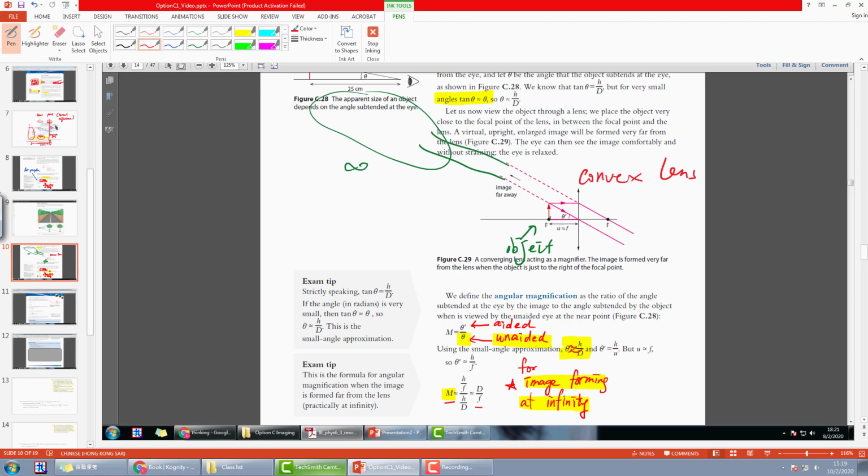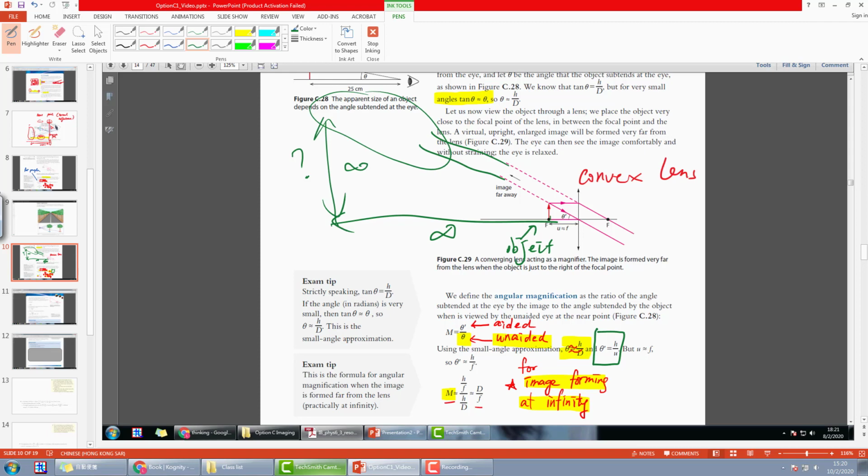For the theta prime, you'll find out, strangely, it is h over u instead. Normally, theta for the aided one should be referring to the image, right? But the thing is, the image actually forms at infinity, and you wouldn't know the size of whatever image is projected at infinity anyway. So how can you find out?